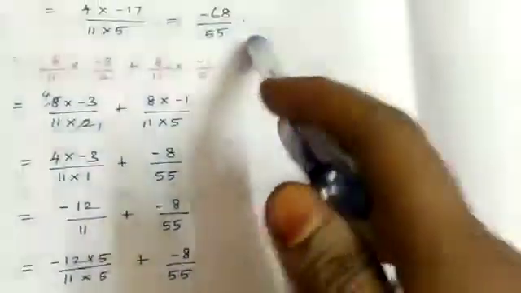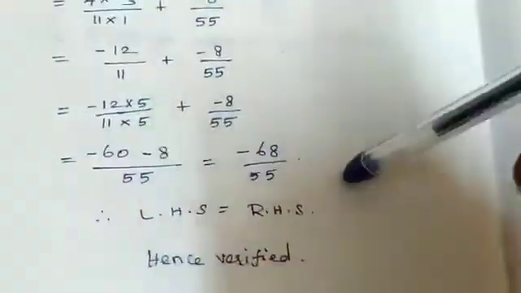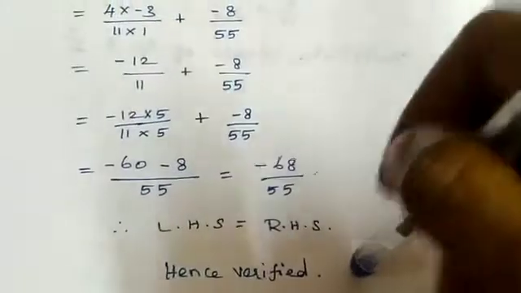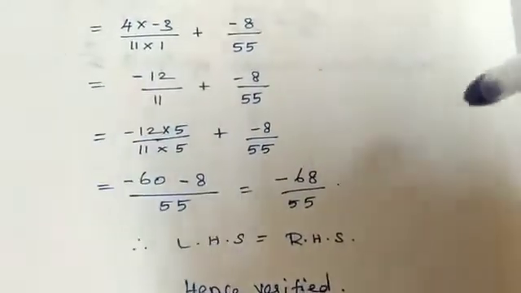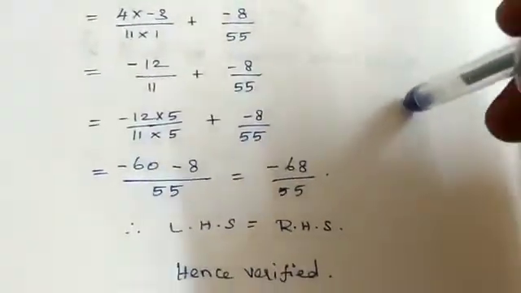We already know the LHS answer and the RHS answer. Both answers are the same. Therefore LHS is equal to RHS. Hence verified. So in the fifth sum, the remaining sums you take as homework.